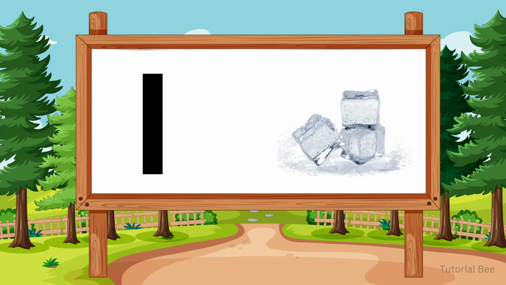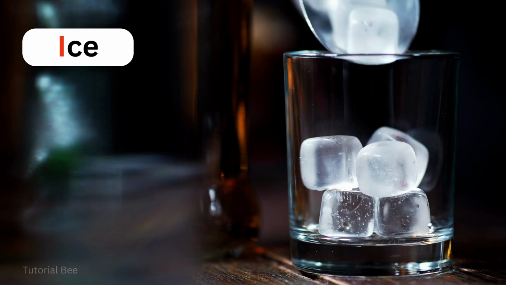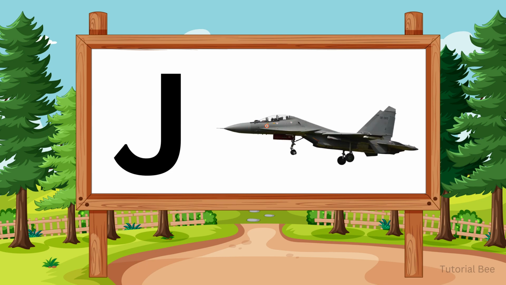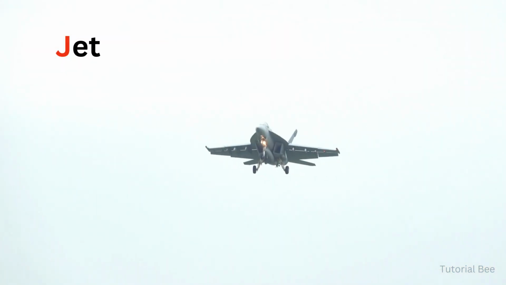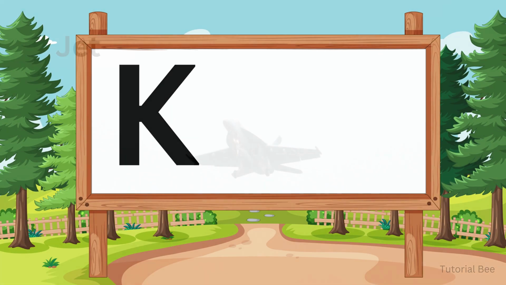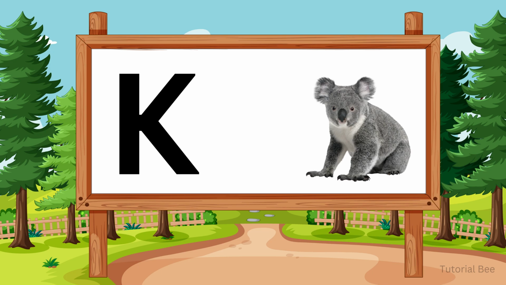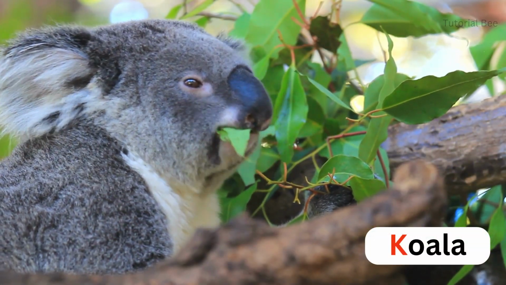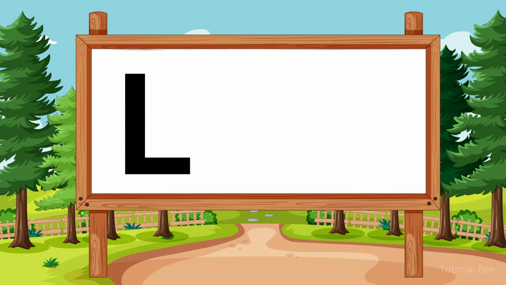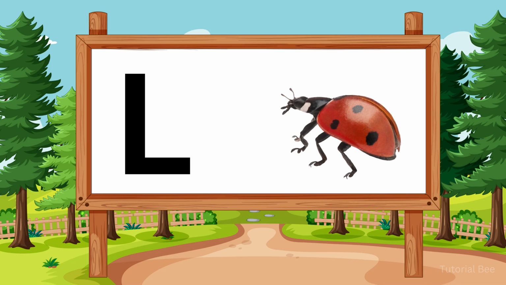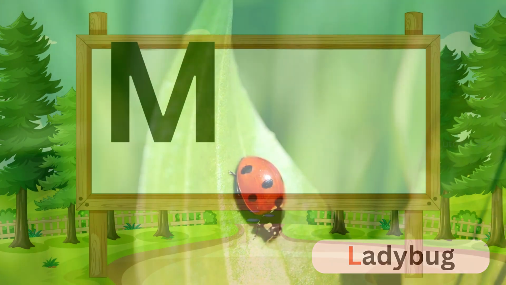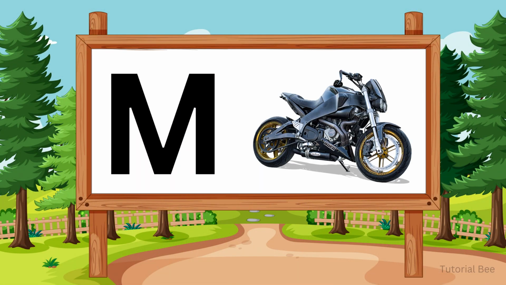I. I for ice. J. J for jet. K. K for koala. L. L for ladybug. M. M for motorcycle.